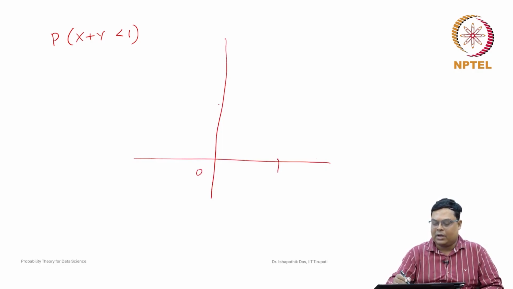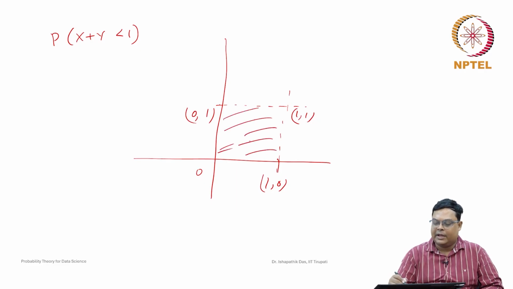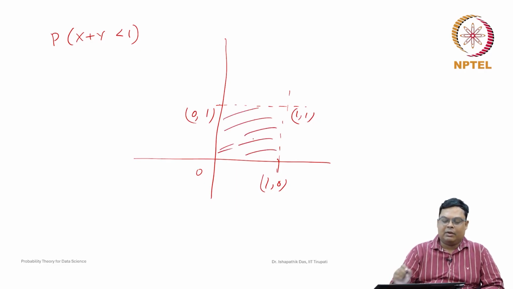This is our 0 to 1, this is 0 to 1, this is the region where the density function exists. 0 to 1, 0 to 1, this is (0, 1), this is (1, 0), this is (1, 1). So, this density function is non-zero inside this region.